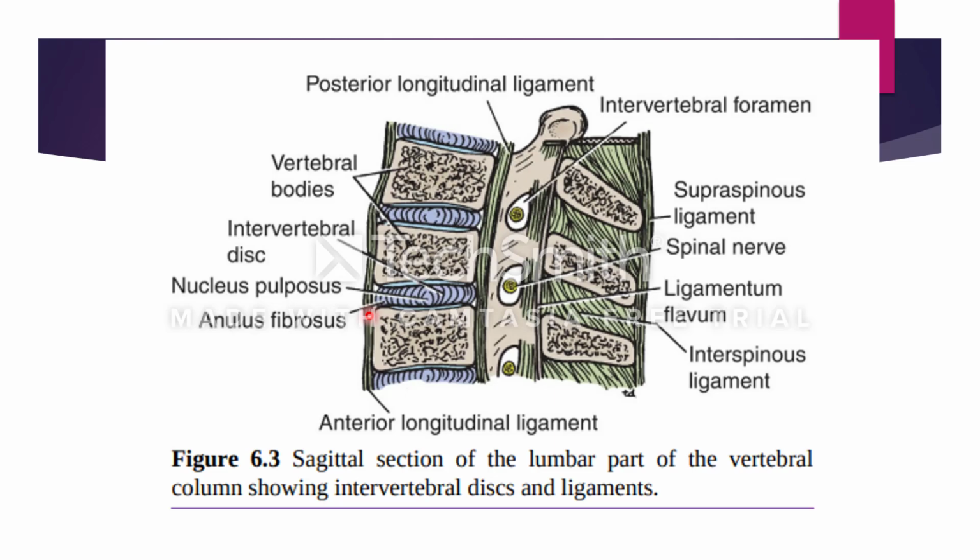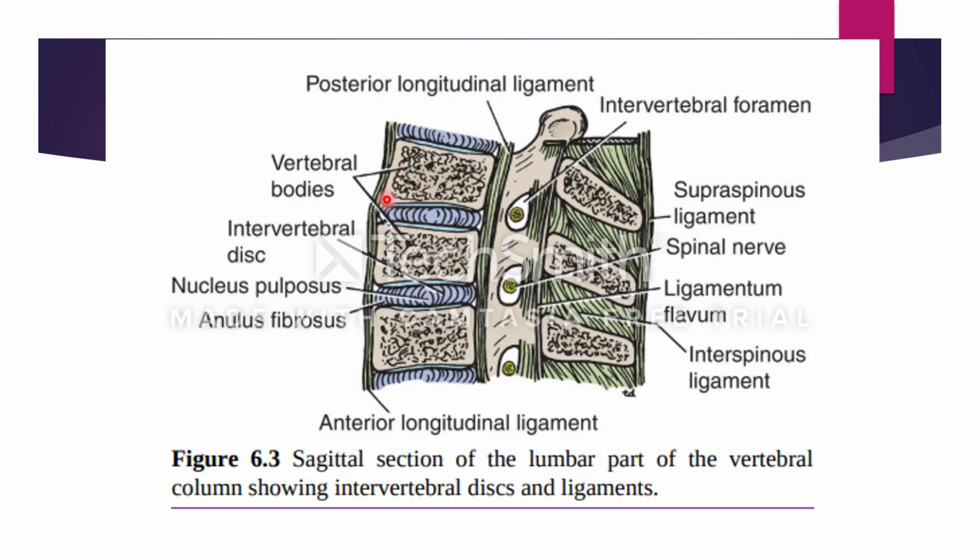Then there is the posterior longitudinal ligament. This one is the posterior longitudinal ligament. Here, in the intervertebral area, this is the area which is present in between the above vertebra and the below vertebra. This is the intervertebral disc. This intervertebral disc is composed of two structures. There is the annulus fibrosus, which is outside, and in the center there is the nucleus pulposus.